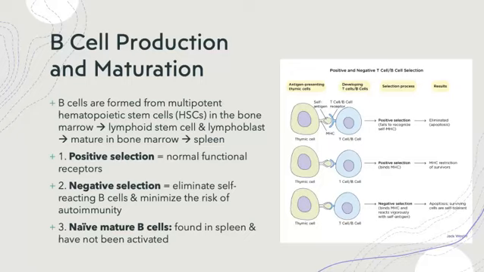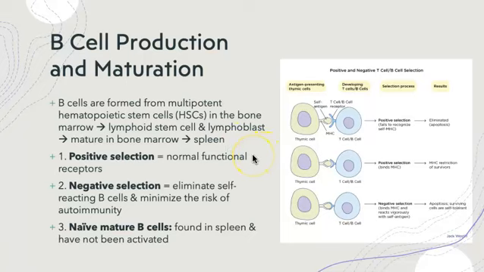So we start off the same way as T cells. We are going to have them form, or B cells that is, from our multipotent hematopoietic stem cells within our bone marrow. And then we have our lymphoid stem cells turn into lymphoblasts and stay in the bone marrow in order for them to mature, and then they can travel over to the spleen. So we do this in a series of 3 steps.